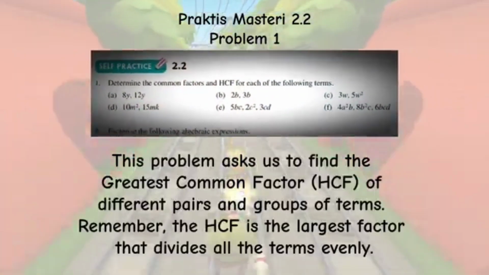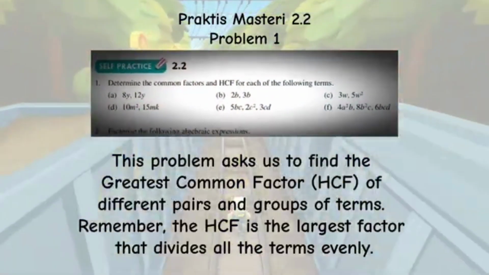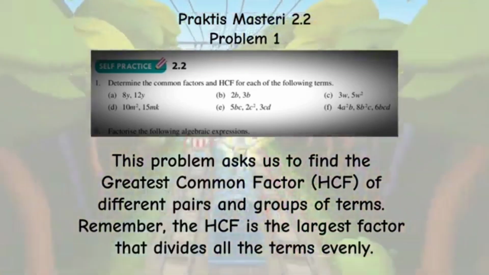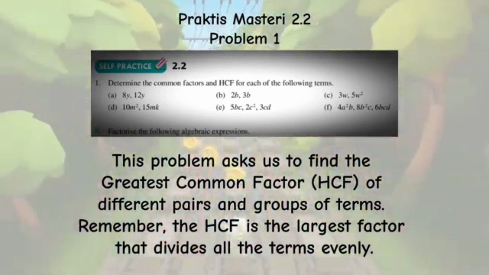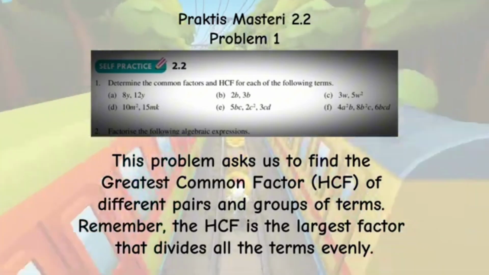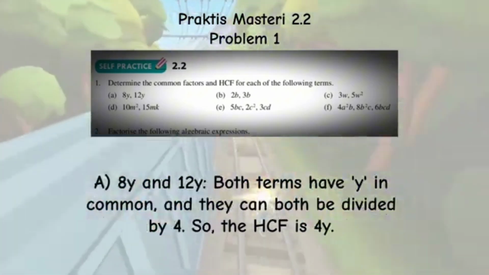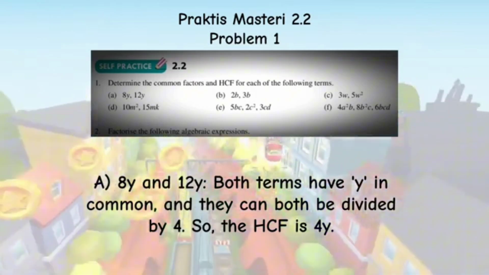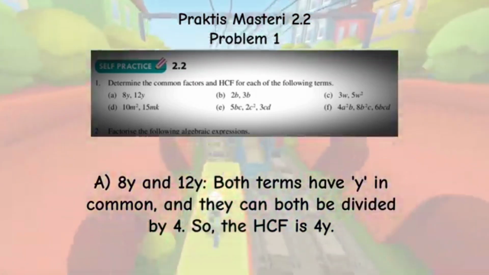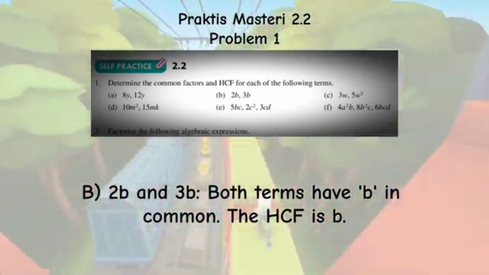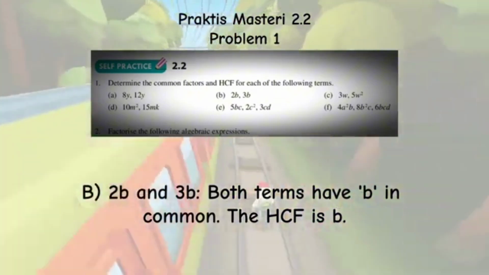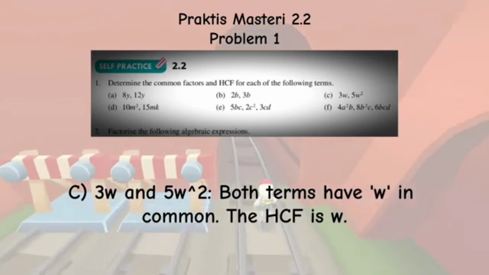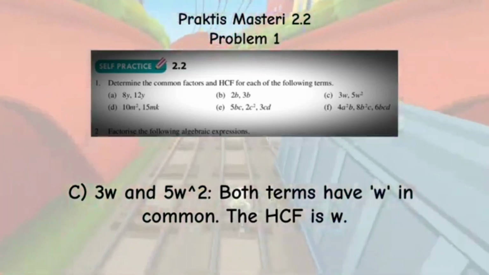Problem 1. This problem asks us to find the greatest common factor, HCF, of different pairs and groups of terms. Remember, the HCF is the largest factor that divides all the terms evenly. A. 8y and 12y, both terms have y in common, and they can both be divided by 4. So, the HCF is 4y. B. 2b and 3b, both terms have b in common. The HCF is b.